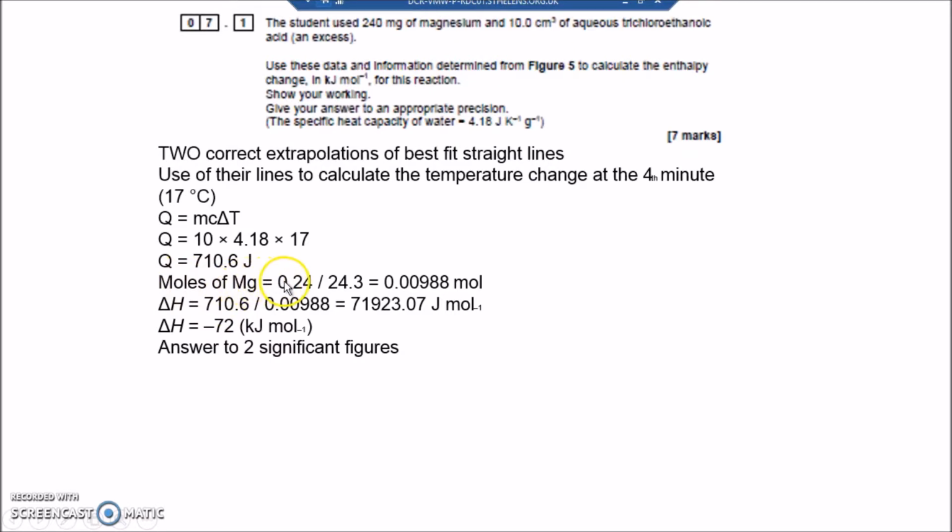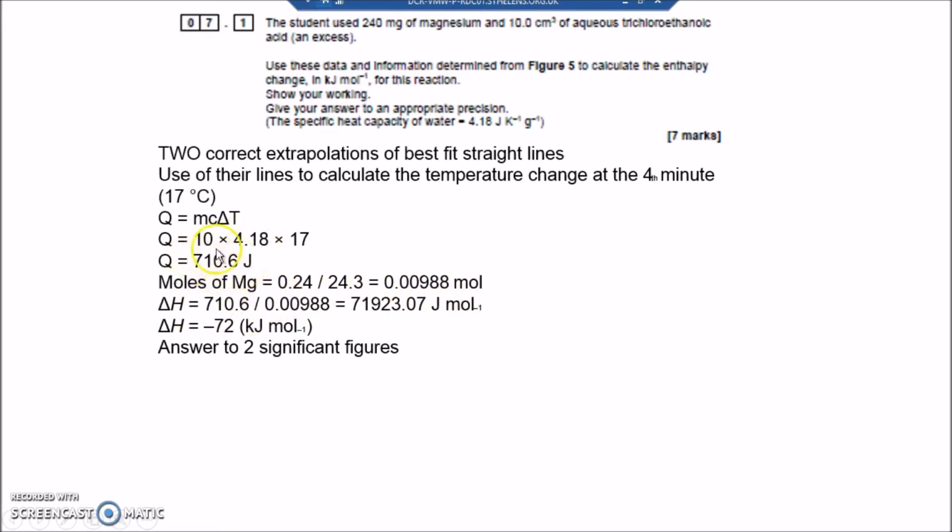Moles of magnesium. To do moles of magnesium, you take moles is mass divided by the MR. So milligrams needs to be in grams. So moles is mass in grams divided by the MR. Turn milligrams into grams. Milligrams is smaller than grams, so to turn a small number of units into a larger number of units, you divide by 1,000. So 240 divided by 1,000 is 0.24. That's the number of grams of magnesium. And I've got its MR as 24.3, so my moles of magnesium is 0.00988 moles.